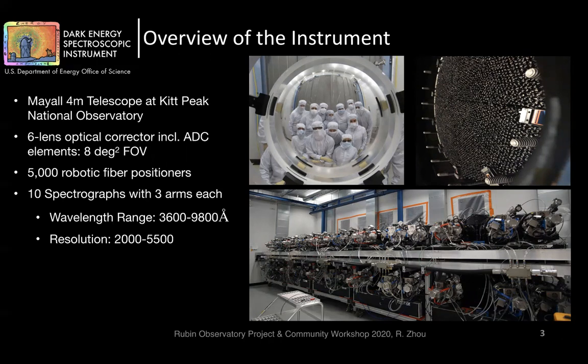The 5,000 fibers are then fed to 10 spectrographs, each with 3 arms, shown in the bottom figure. They cover a wavelength range between 3,600 and 9,800 angstrom, and they have high enough resolution to resolve the [OII] doublet across this entire wavelength range.